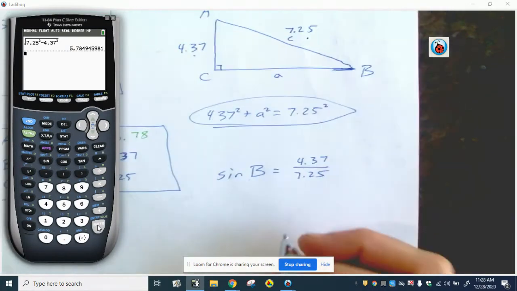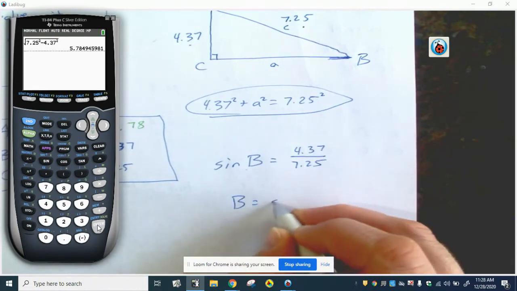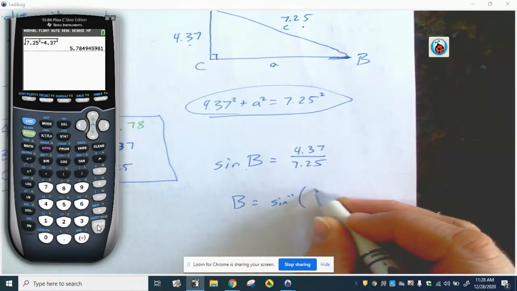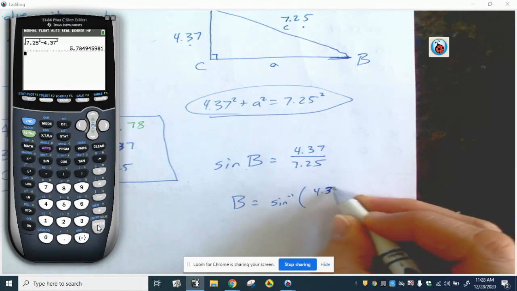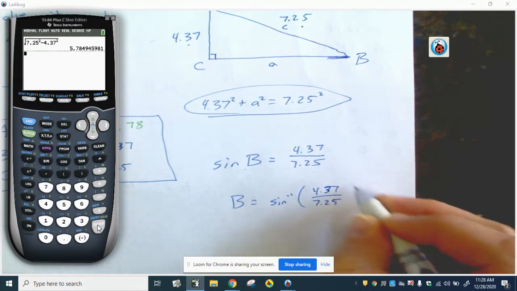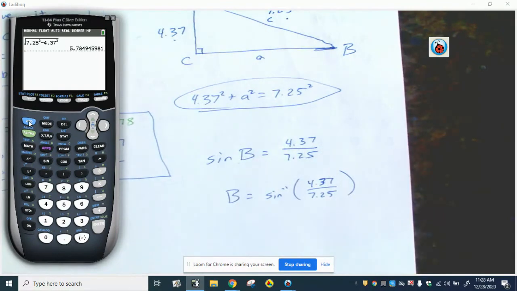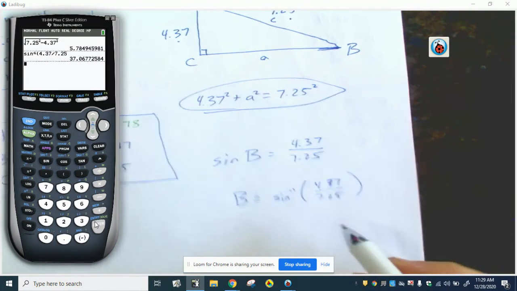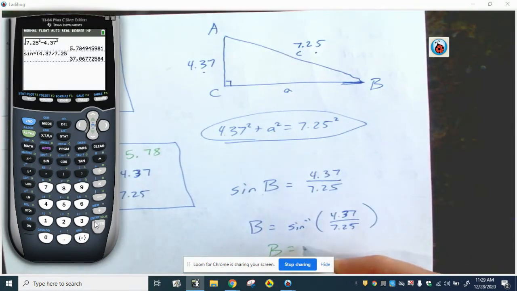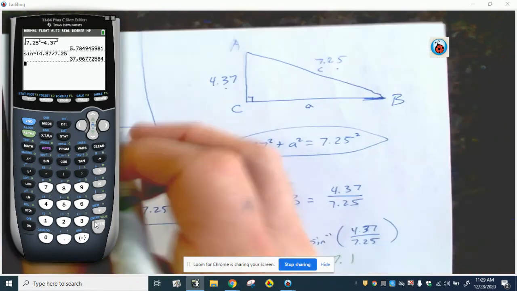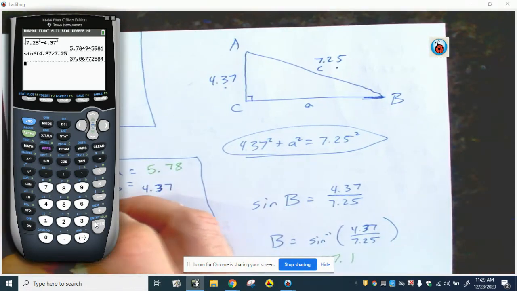We know how to get rid of that sine. All we're going to do is use that inverse sine button, okay, and type that right in. So we have to do the inverse sine. Anytime you're looking for an angle, it's going to be inverse. Inverse sine of that fraction, 4.37 divided by 7.25. And that should give us our angle measurement. So we know angle B comes out to that 37.1. So we know this is 37.1.